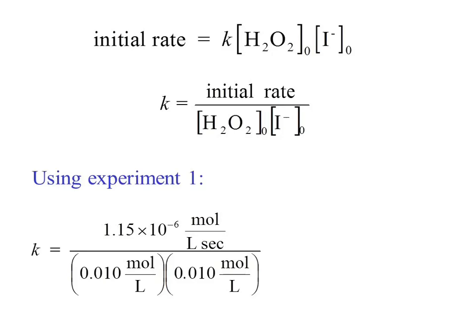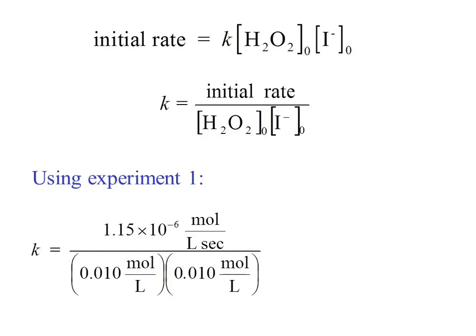So from experiment 1, K is equal to that 1.15 times 10 to the negative 6th, and that's a rate, so that's moles per liter per second, divided by 0.010 moles per liter, the hydrogen peroxide concentration. Also in the denominator, the I minus concentration, 0.010 moles per liter.